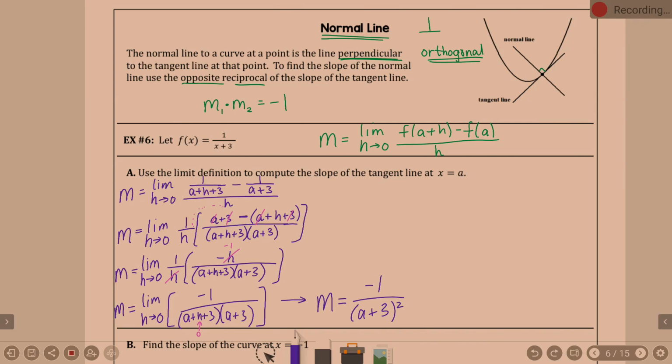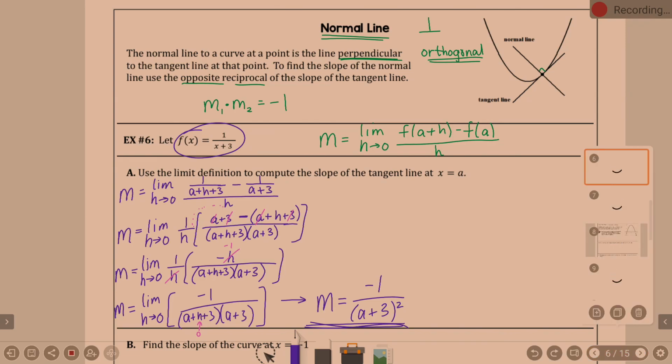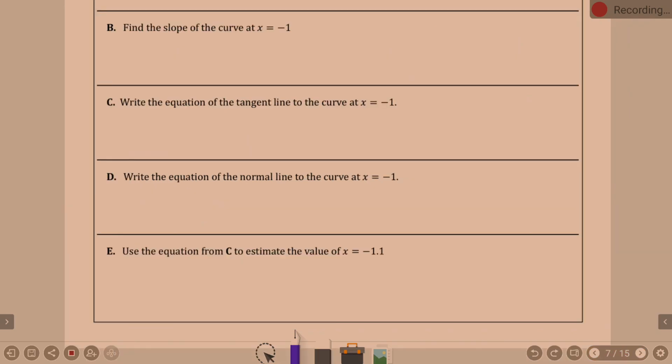Okay, so this right here is my slope formula. This is the slope of the tangent line at x equals a. So at any x value, you can use this to find the slope of the tangent line for this equation here. Got it? Now, B, C, D, and E all go along with this, if I recall. What's B ask us to do? Find the slope of the curve at x equals -1.